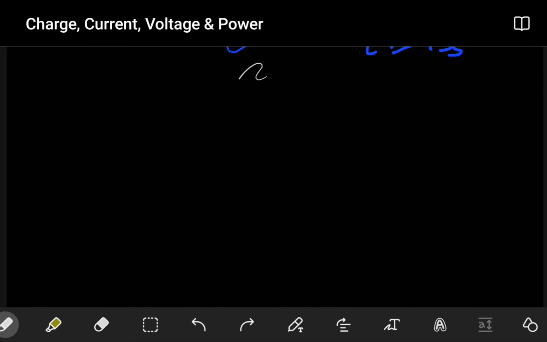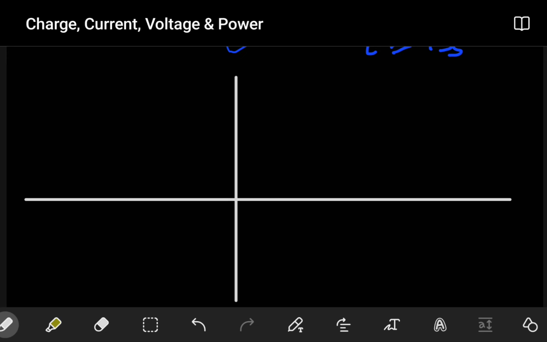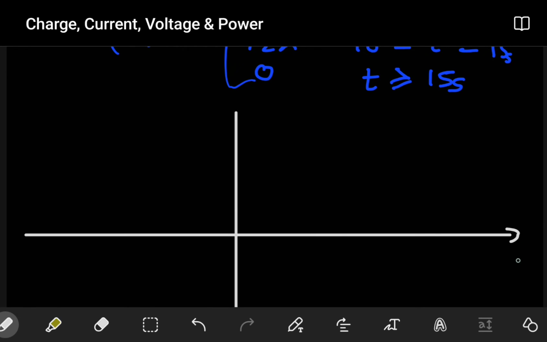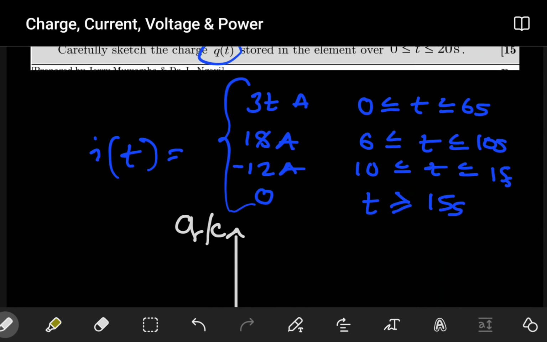Let's create our sketch. So we have something like this. Then we have something like this. So in this case, we've just created our axes. On the x-axis, we're going to have our time, and this is going to be in seconds. And on the y-axis, we're going to have our charge. Since the current is in amps, we're going to get the charge in coulombs. Okay, with this sorted out, let's start with the first part.